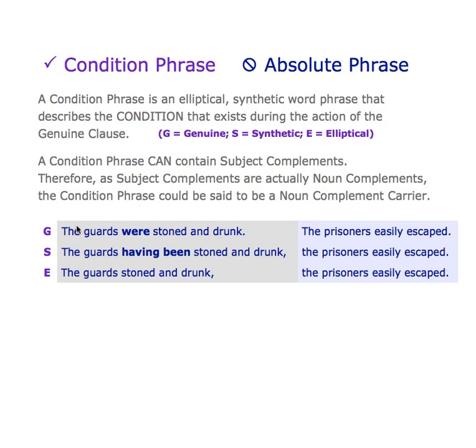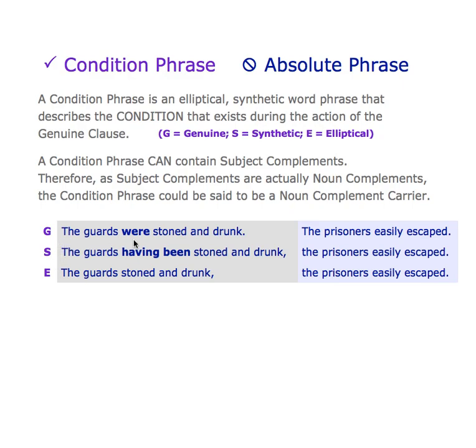So you see, you start out on the genuine level, the original thought level, the brain's original thought idea. The guards were stoned and drunk, period. The prisoners easily escaped. So here on the genuine level, you have 2 genuine clauses. I call independent clauses genuine. All right. Now here's a synthetic structure. The guards having been stoned and drunk, the prisoners easily escaped. So you still have your genuine clause here, but over here we're at the synthetic level now.